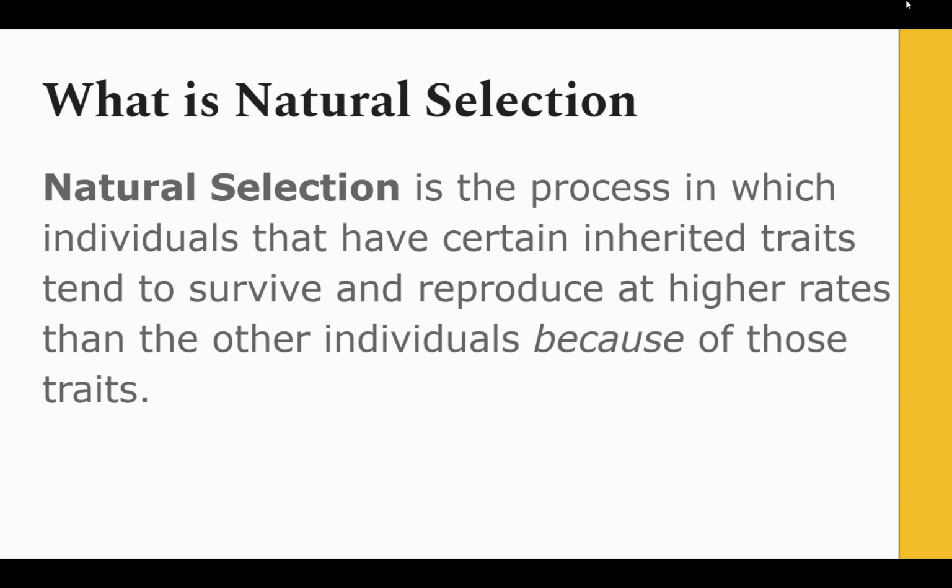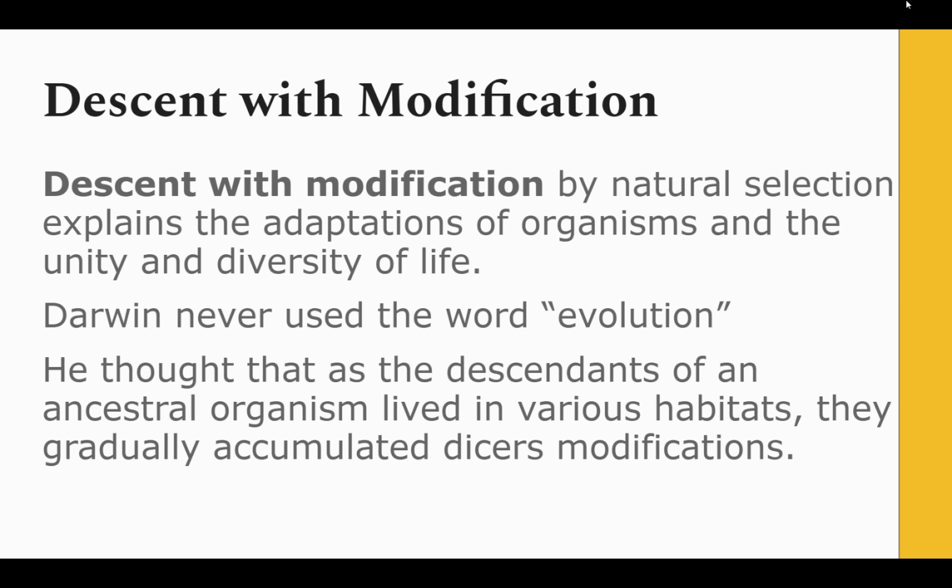All right. So that is natural selection. We got to natural selection from the idea of descent with modification. Descent with modification explains the adaptations of these organisms and unifies life in general. Darwin never used the word evolution. He thought that descendants of an ancestral organism lived in a bunch of different habitats, and as they lived in all of these different habitats, they accumulated diverse modifications.